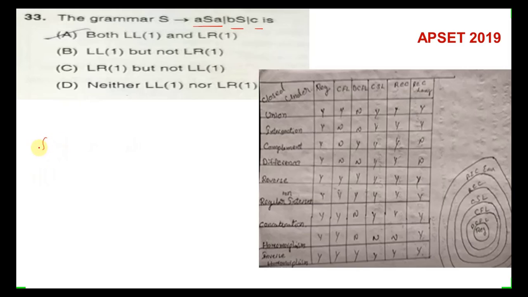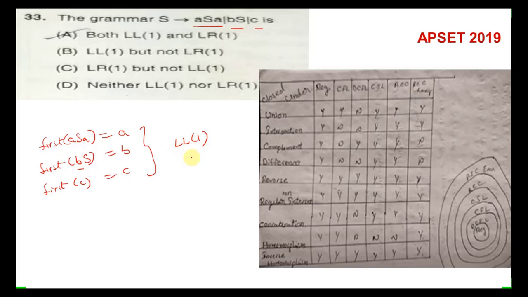For example, the first of ASA: what is the first element here? A is a terminal, so you write A. Next, first of BS is B only, the first element. And first of C is a terminal, so you get C only. In these three, A, B, C, there is no common element. When there is no common element, it is an LL(1) grammar.